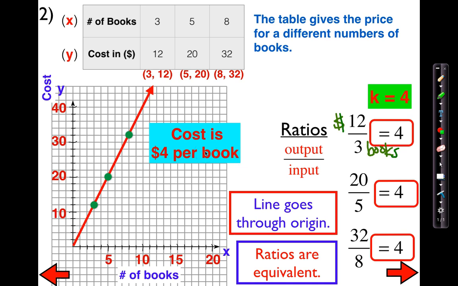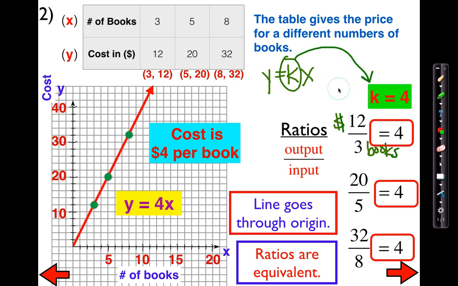The next question was, what do you know about the graph, which we technically already answered. We know it is a straight line and it goes to the origin, and we clearly see that. And the very last question is, what's the equation? Well, the equation should be in the form of y equals kx. I am going to replace the k with a 4, so that means my equation is y equals 4x.